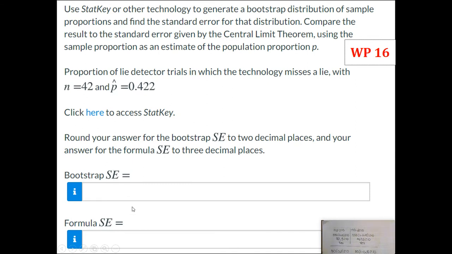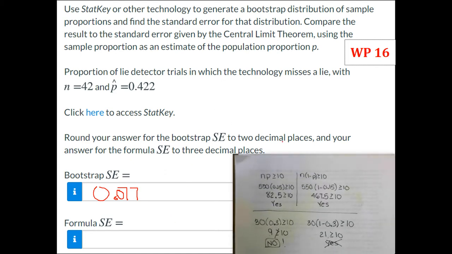Okay, so I'm going to write that down, 0.077. That's what we'll start this problem at. So we did bootstrap. Awesome. We did good job. 0.077. Okay. Now we're going to use the actual formula itself. Okay, so back over to here.